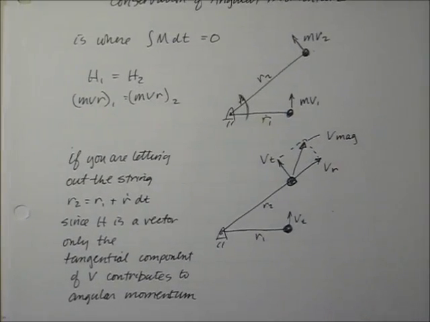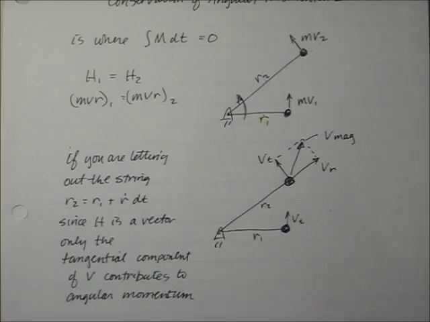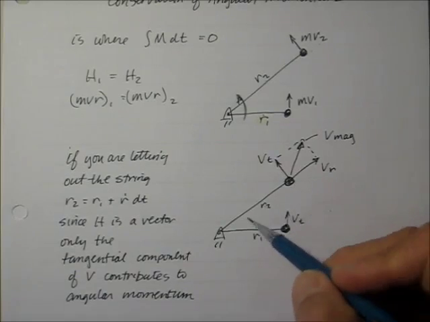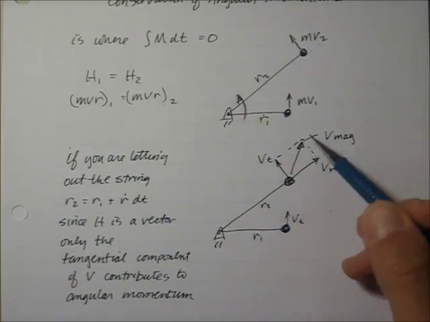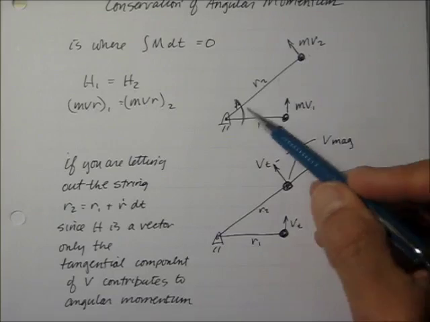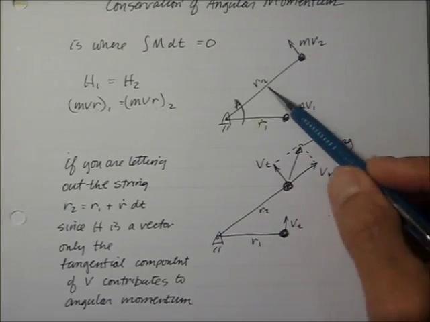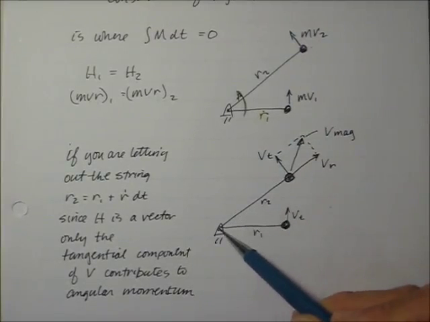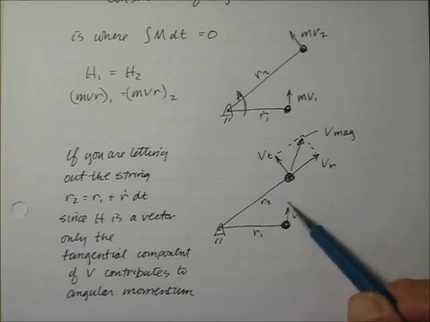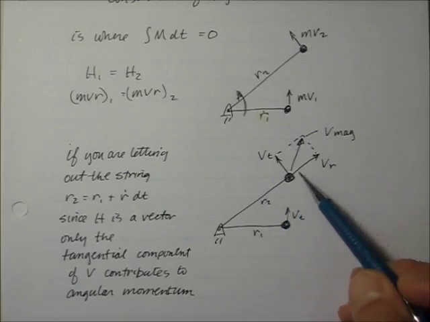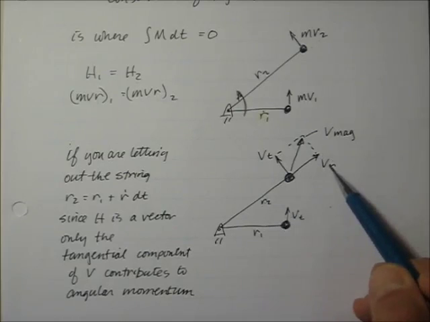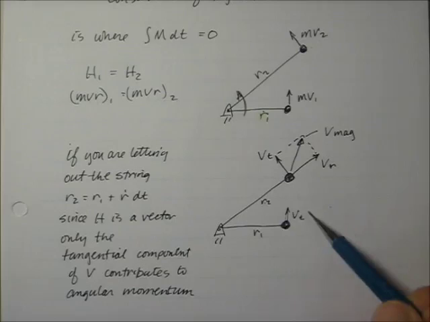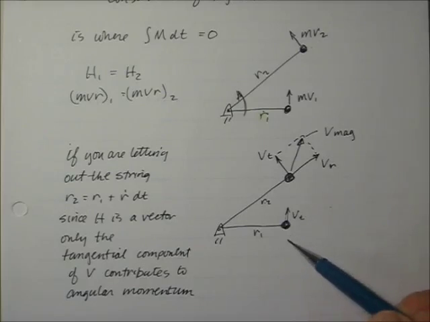Next thing to keep in mind, however, is that only the tangential component of the velocity matters. So if you're letting the string out suddenly, and then you stop, then obviously that condition applies where R2 is now a constant. But if R2 is not a constant, in other words, if there's an R dot, if the string is slowly being let out and getting longer, I'd have a velocity in the R direction. Again, for angular momentum, only the tangential component counts. Only the tangential component means anything for angular momentum.